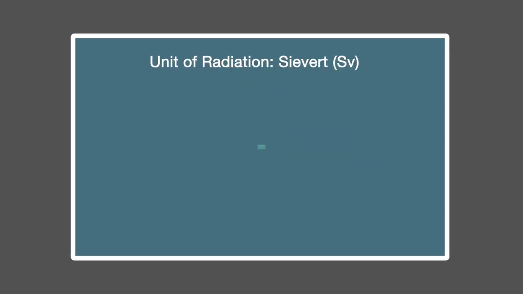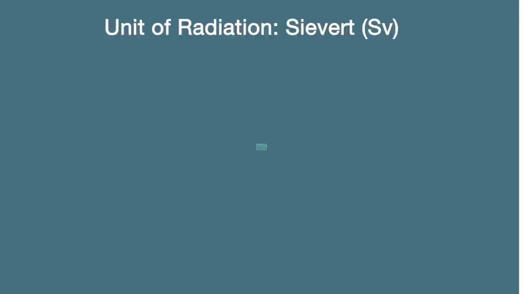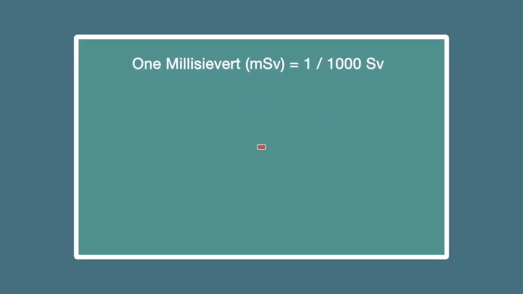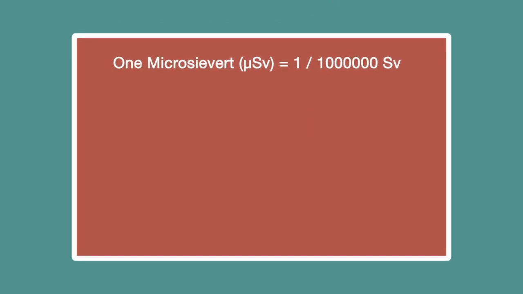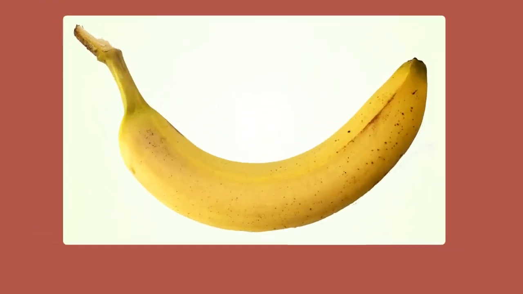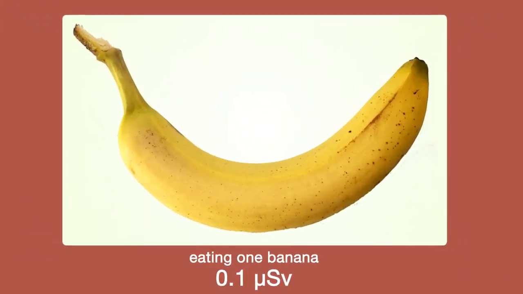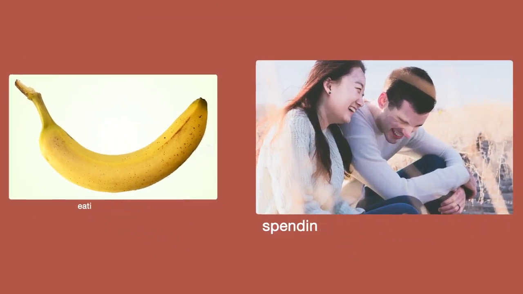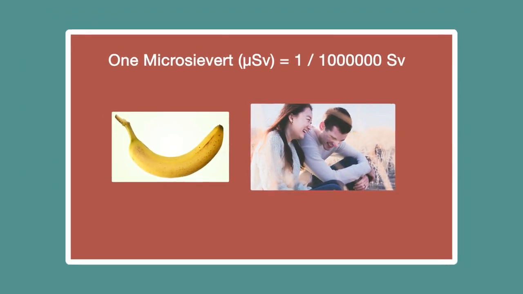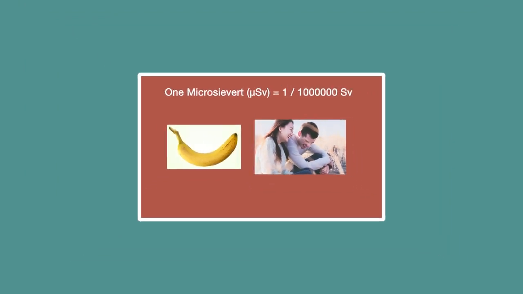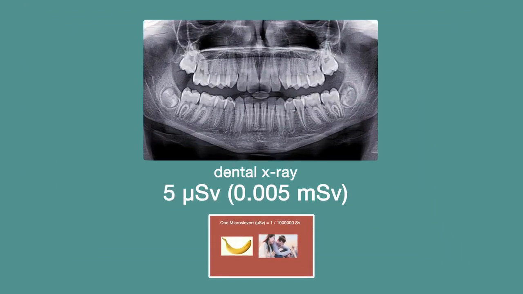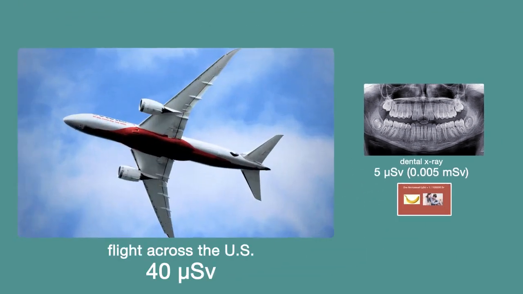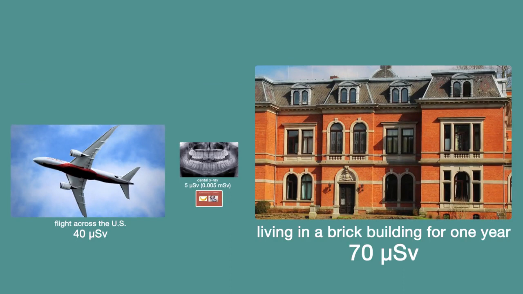So let's say this box represents a sievert of radiation. We zoom in by a factor of 1,000, and another factor of 1,000, and another factor of 10. We get to the dose you get from eating one banana, close to the dose you get from spending a day next to another person. If we zoom out by a factor of 10, we're now in the microsievert regime. Multiply by 5, and you get the dose for a dental x-ray. Multiply by 8, you get the dose from flying across the US. Multiply by about 2, living in a brick building for a year.